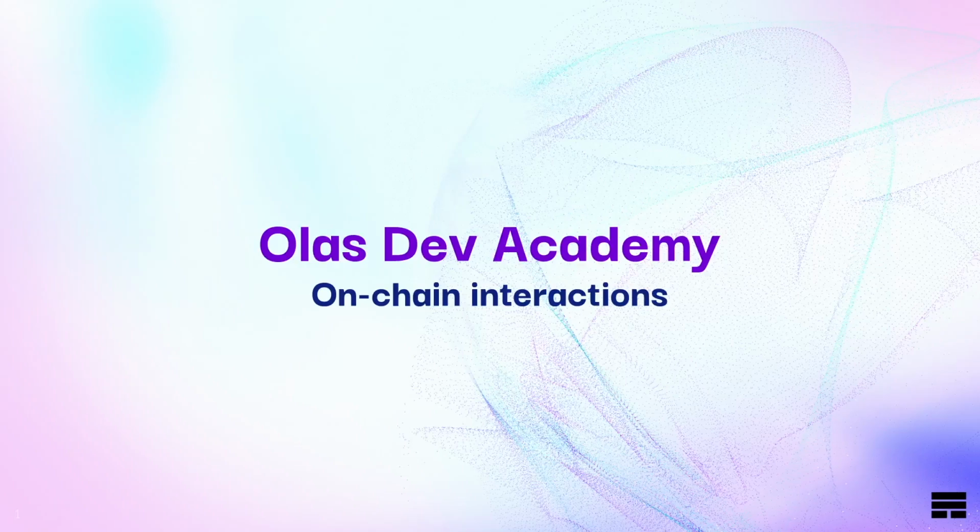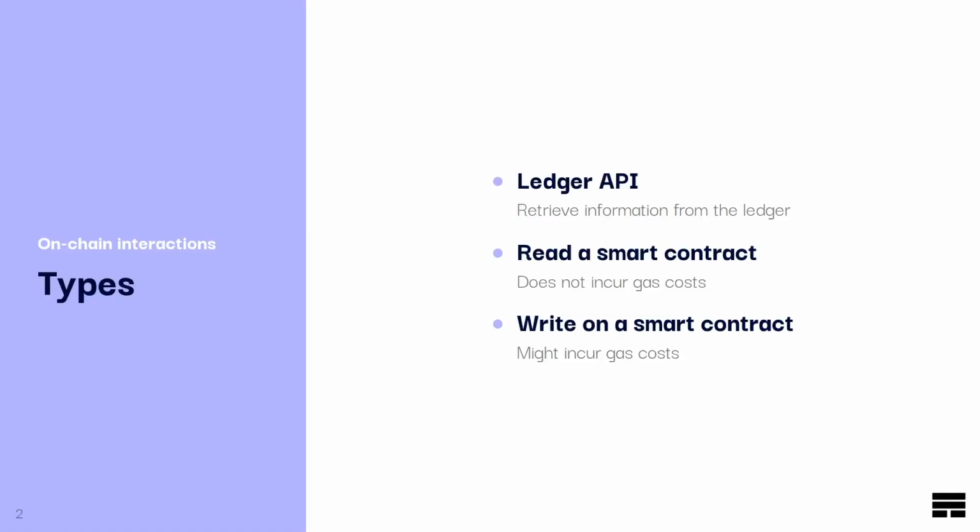In this video, we will review how you can execute on-chain interactions with your service. There are three main types of interactions your service can execute. First, the service can interact with the Ledger API to retrieve information from the ledger. This information can be, for example, the balance of a given address or information about the latest block.